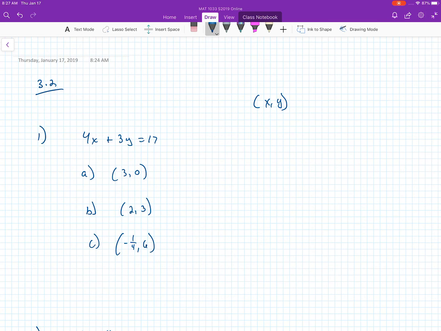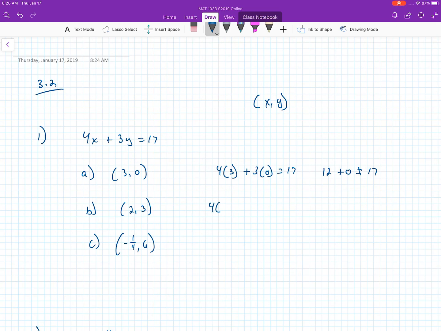And so what I'm going to do here, and what you should be doing, is plugging in these values to see if you get a true statement. And so 4 times 3 is going to be 12, and then 3 times 0 is going to be 0. And so you can clearly see that this is not a solution because 12 does not equal 0. Always remember, you plug in the first coordinate into the x variable and the second coordinate into the y variable.